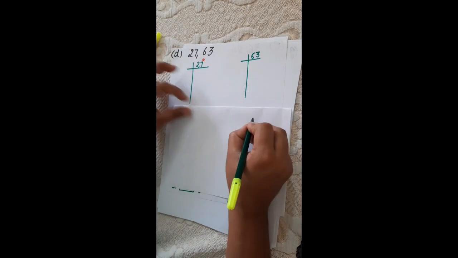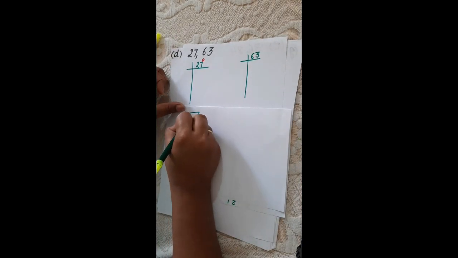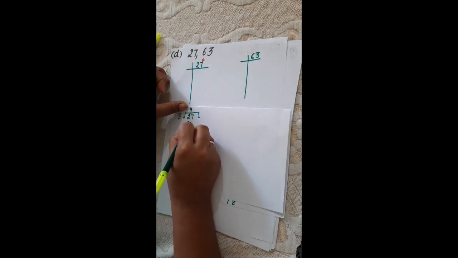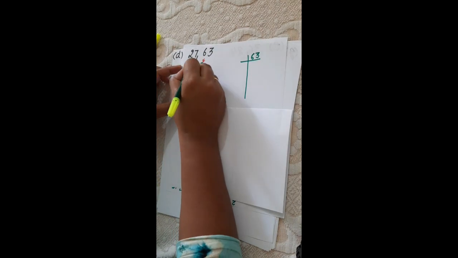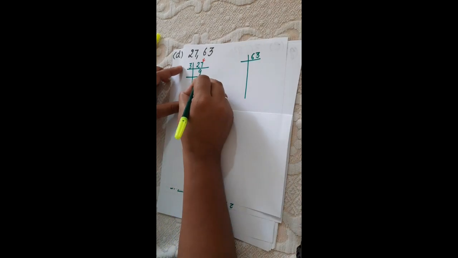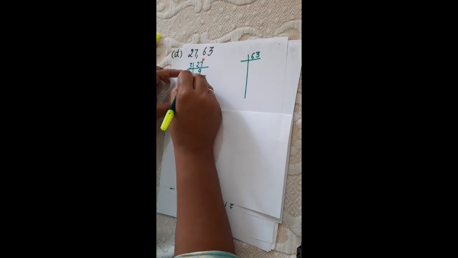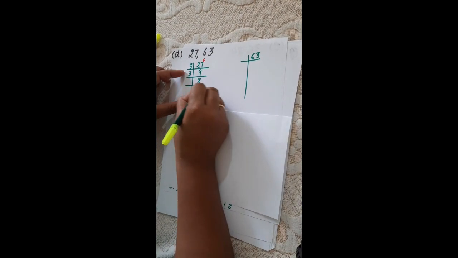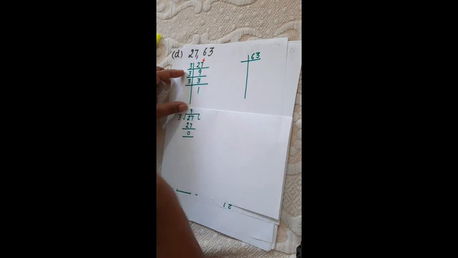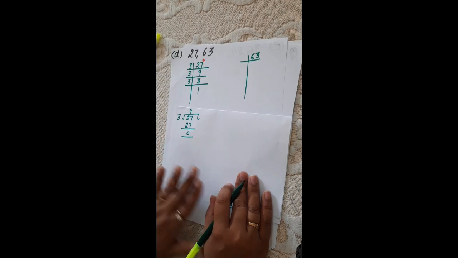And we know that when you divide 27 by 3, 3 nines are 27. So here we have 3 nines are 27. Again 9 is divisible by 3, 3 threes are 9. So again 3 ones are 3. So this is the prime factorization of 27.